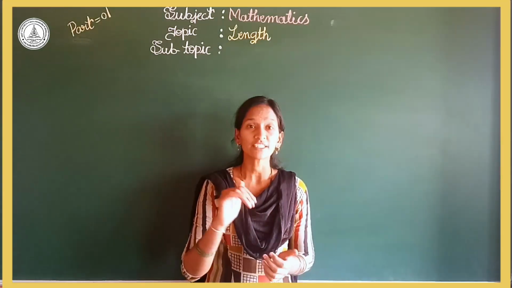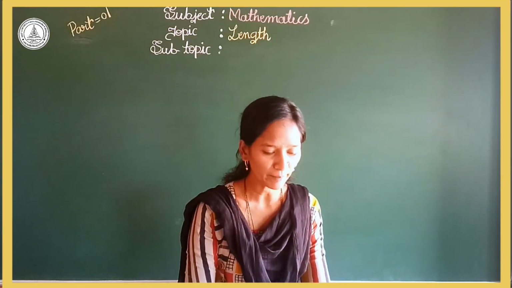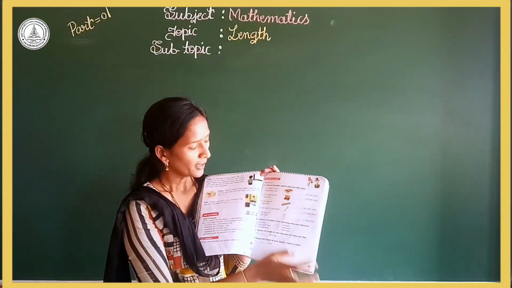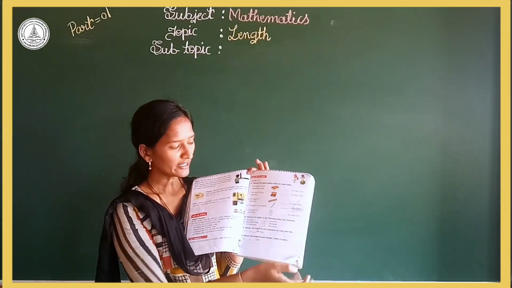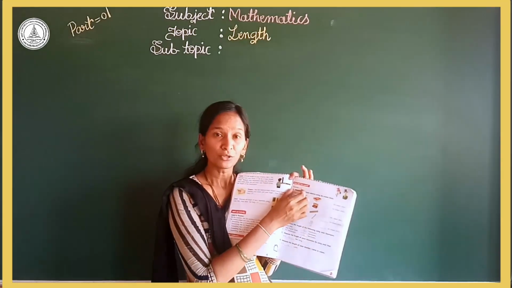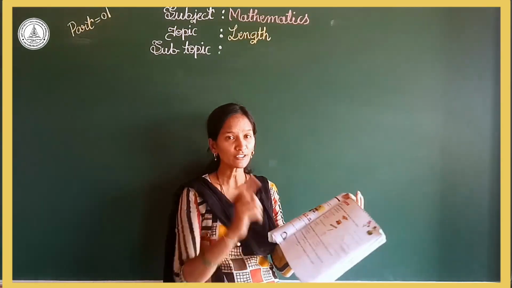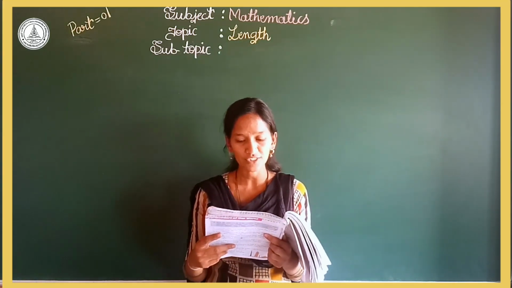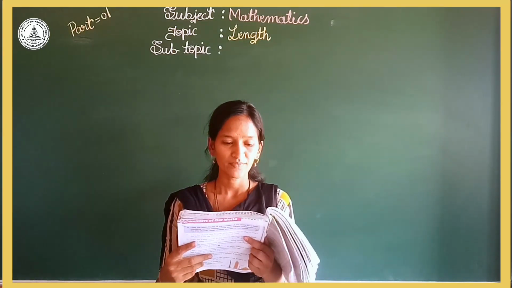So now come to the textbook activity. This is on page number 89 in your textbook. See here, this is page number 89. So here is exercise number 2.1. I am reading the headline. All of you listen here. Measure the given objects using ice cream sticks.